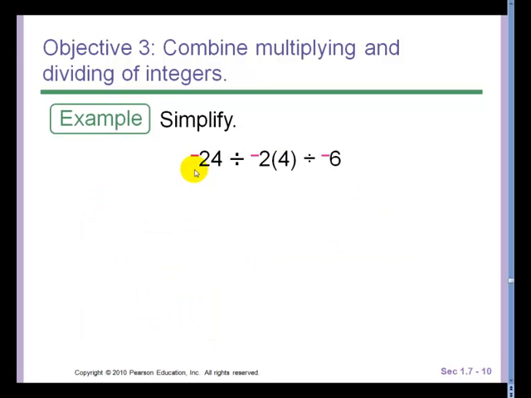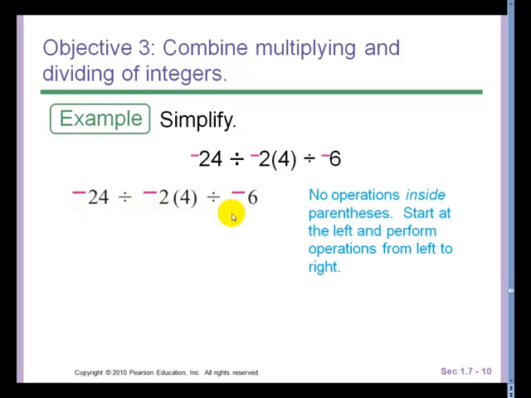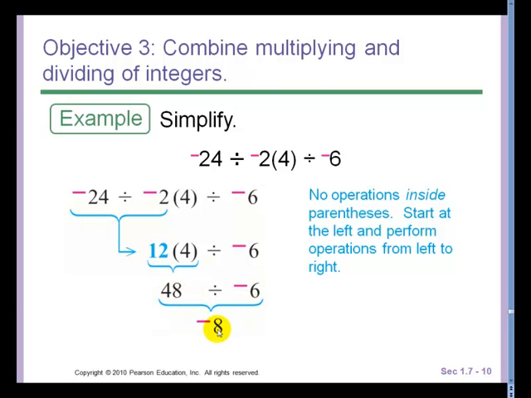Another example. Simplify negative 24 divided by negative 2 times 4 divided by negative 6. No operations inside parentheses. There is a set of parentheses, but there is no operation inside. So we will start at the left and perform the operations from left to right. Negative 24 divided by negative 2 is a positive 12. 12 times 4 is a positive 48. And 48 divided by negative 6 is negative 8.